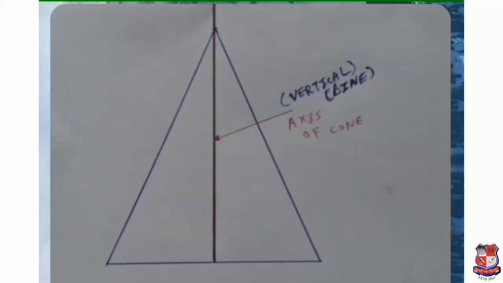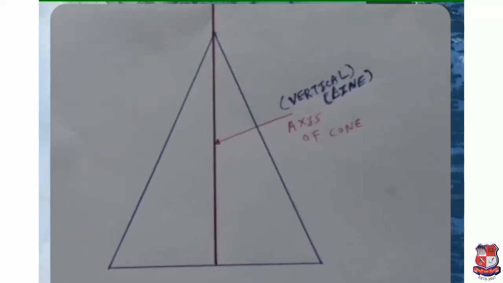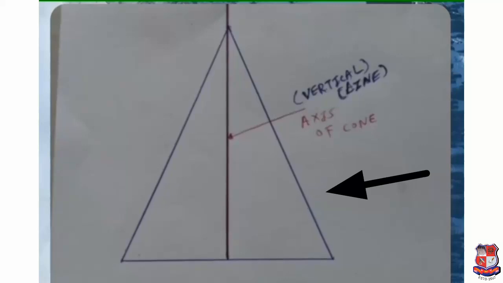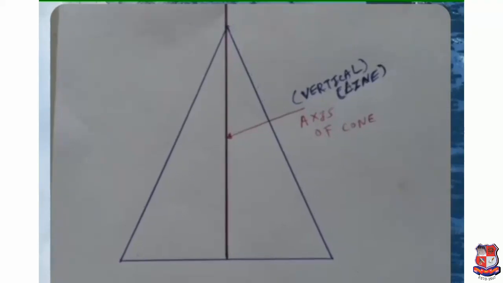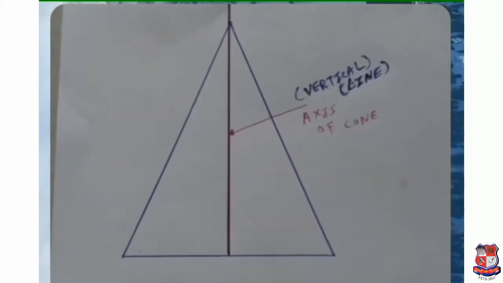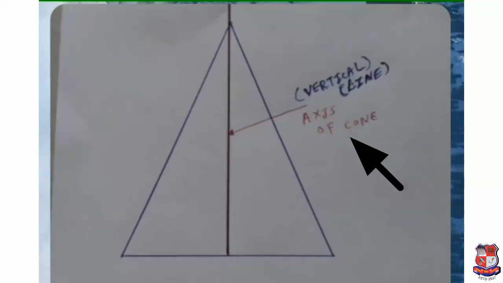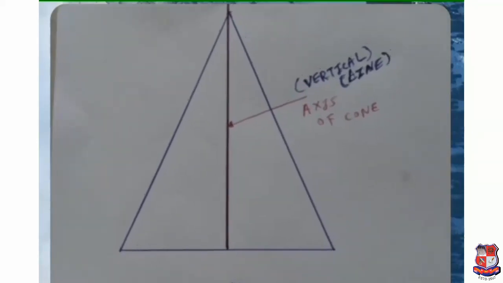So first we will talk about cone. What do you mean by cone? So here you can see the diagram of cone, and here you can also see one vertical line in the middle. This line is known as an axis of cone. Understood?